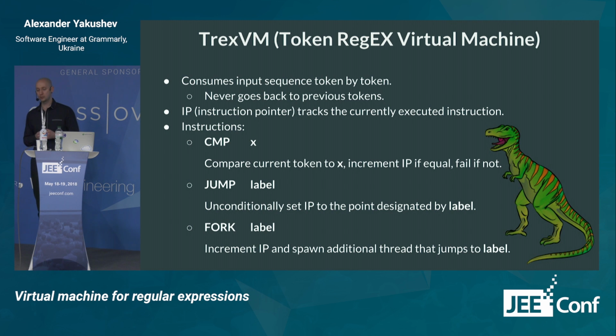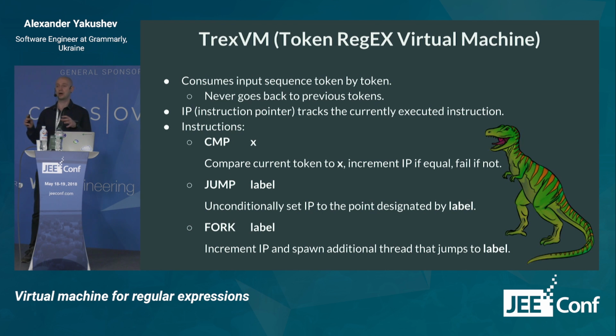So that's what we did. We created a thing we called the token regex virtual machine, or TrexVM. And here is a short specification of it. This virtual machine consumes the input sequence token by token, and it never goes back to the previous tokens, which is the way to guarantee the linear runtime. Then the instruction pointer, like in the physical machine, tracks the current instruction to be executed. And then there are 3 instructions. So this virtual machine needs only 3 instructions.